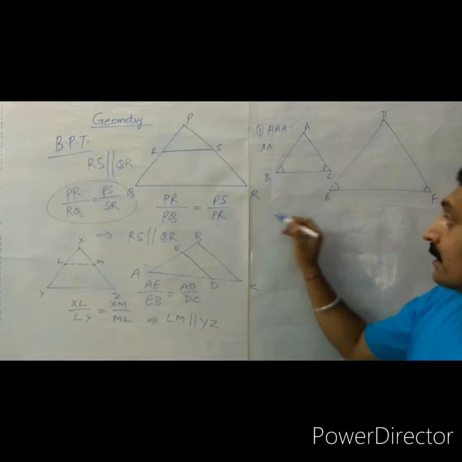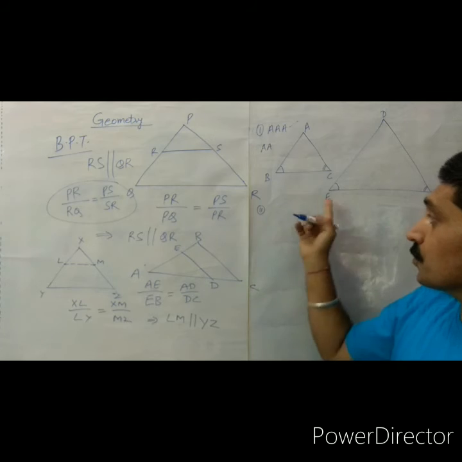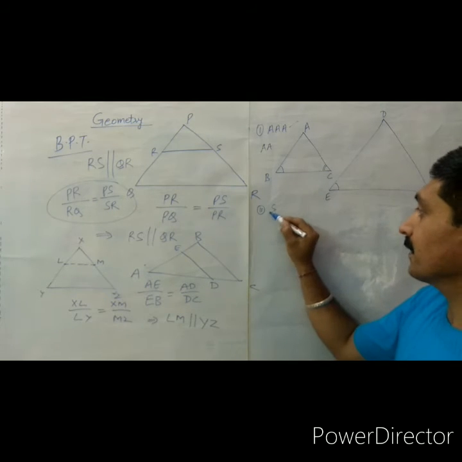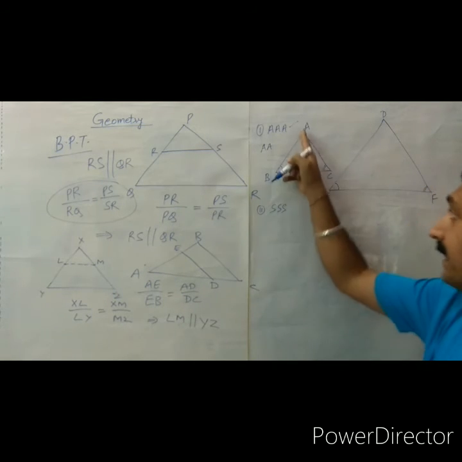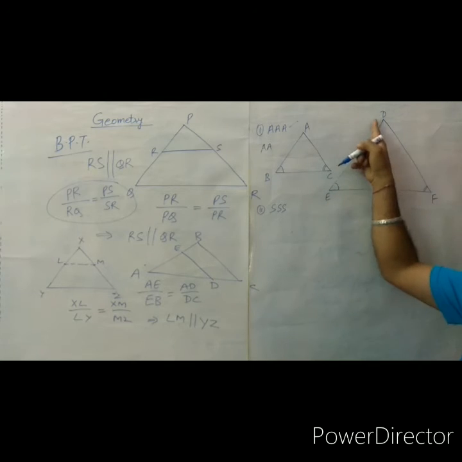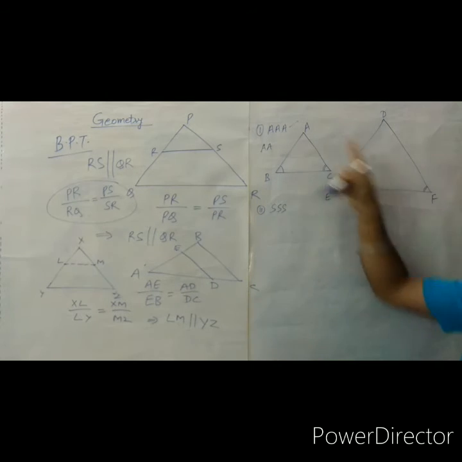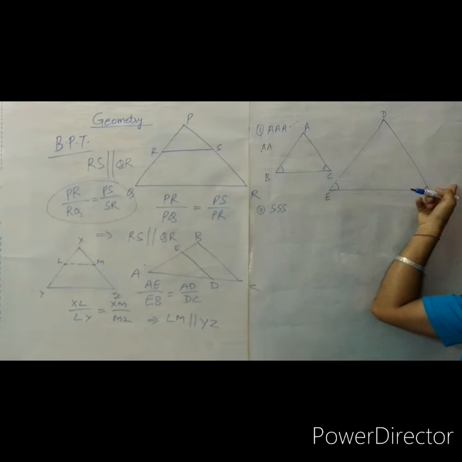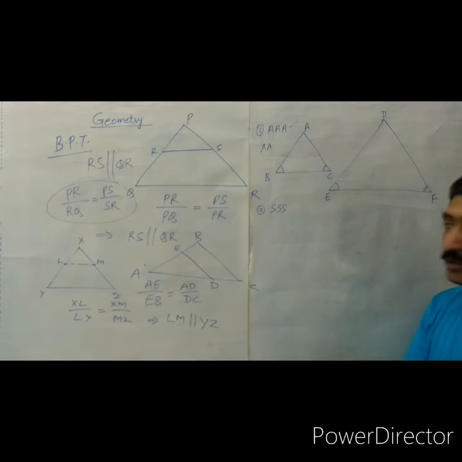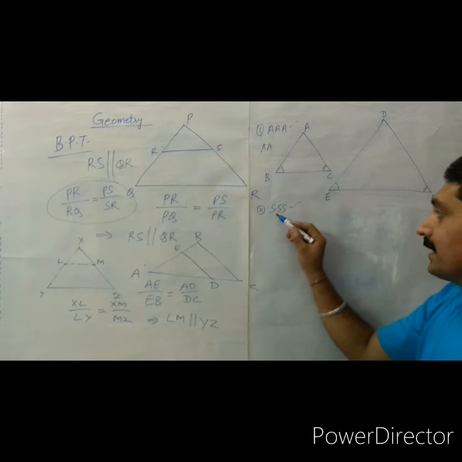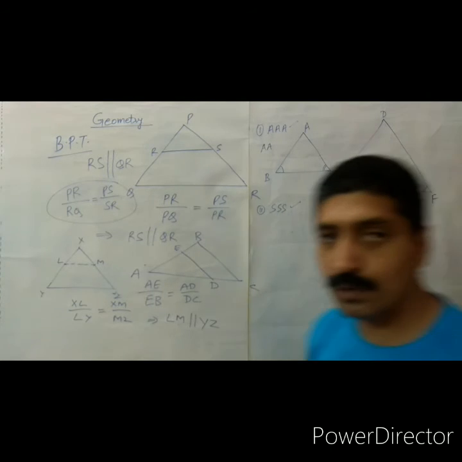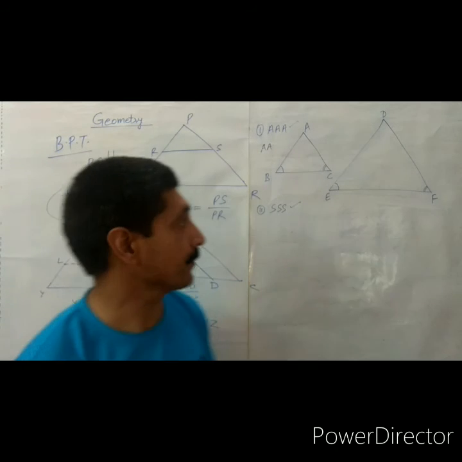Now next, second: if the corresponding sides are in ratio, like AB upon DE is equal to BC upon EF is equal to AC upon DF. The 3 corresponding sides are in ratio, then that is called the side rule of similarity.